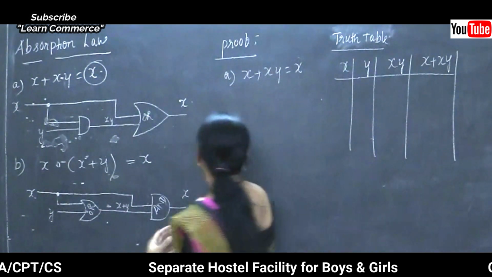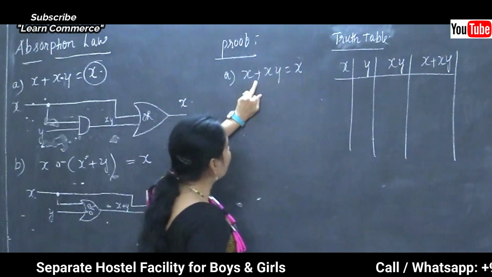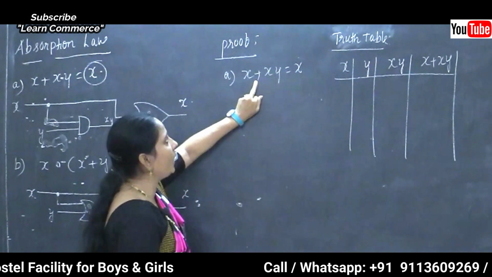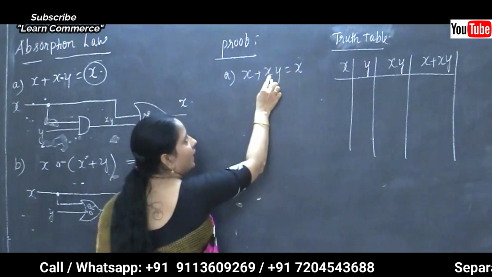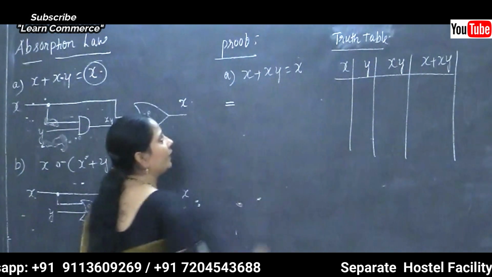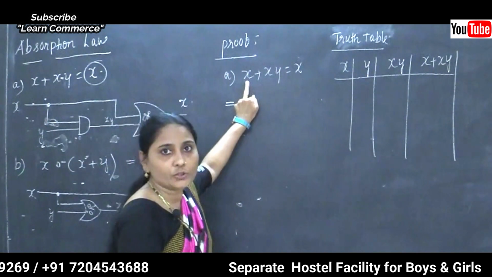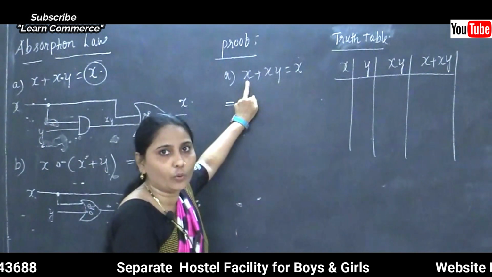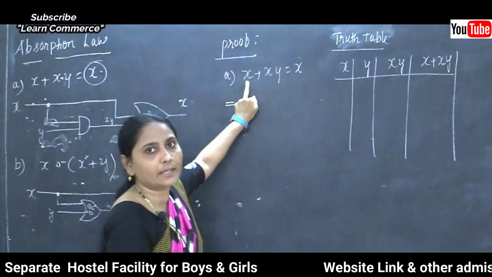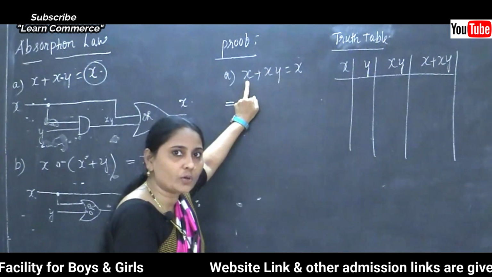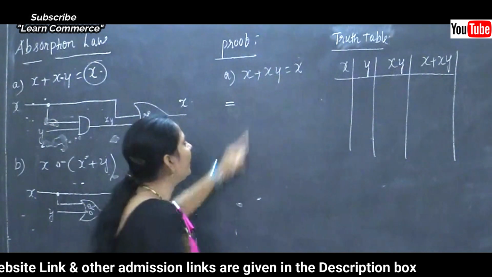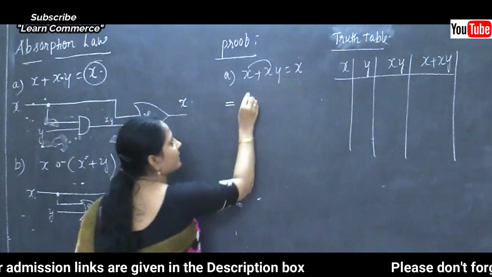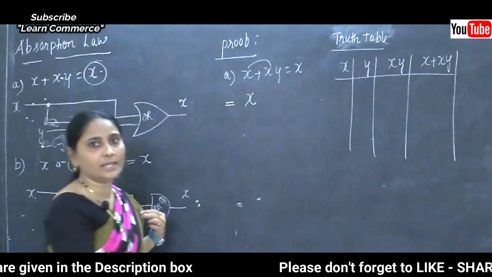Now we are going to prove x plus xy is equal to x. We know that first of all, x plus x. So if you are giving a value to x, x is equal to 0: 0 plus 0 result is 0. Maybe the x value is equal to 1: 1 plus 1 result is 1 only. So x plus x, the value is x.